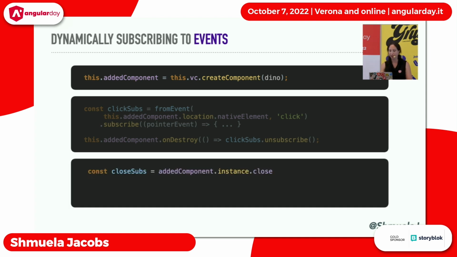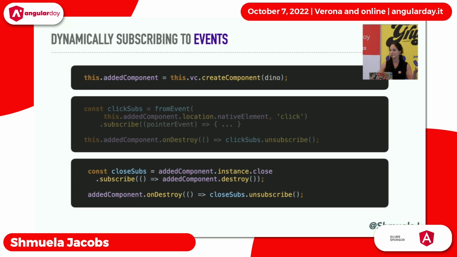The second way, when it is an event that you have created on the dynamic component by yourself, like the close event, then you go to the instance and you get the reference of the close event by itself, okay? And then you subscribe to it, and again, unsubscribe from this event when you need.